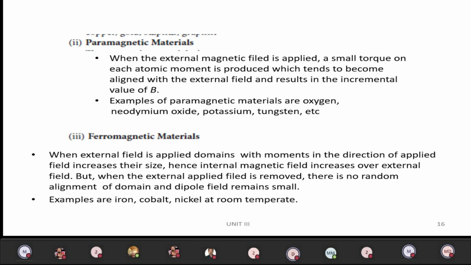The paramagnetic materials will have moderate magnetism property, and diamagnetic material will have the least magnetism property. So Ferro will have good magnetism, para will have moderate magnetism, and dia will have the least magnetism property.